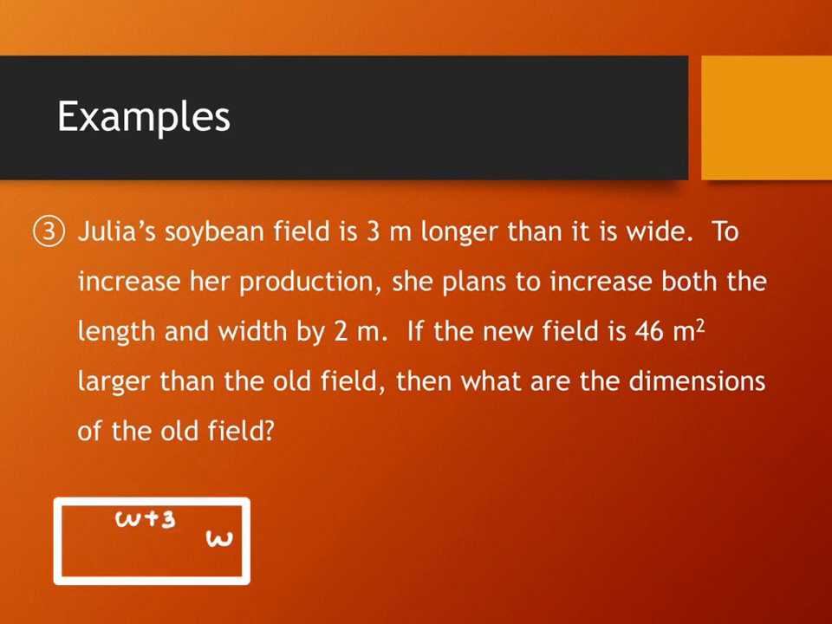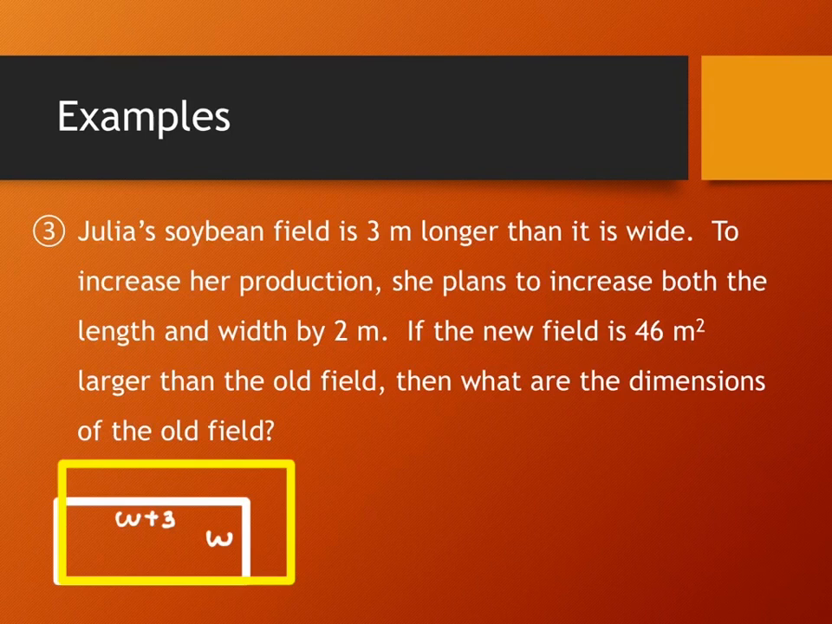All right, so this is where it starts. It says it's 3 meters longer than it is wide. That's the first sentence. The second sentence says that she wants to increase her production. So she's going to increase both the length and the width by 2. Okay, so the field is going to get bigger. Let me change my color. It's going to get bigger like this, right? I don't know whether she's going to increase the length and the width on one side versus both sides, but it's a total of 2 meters on each dimension.